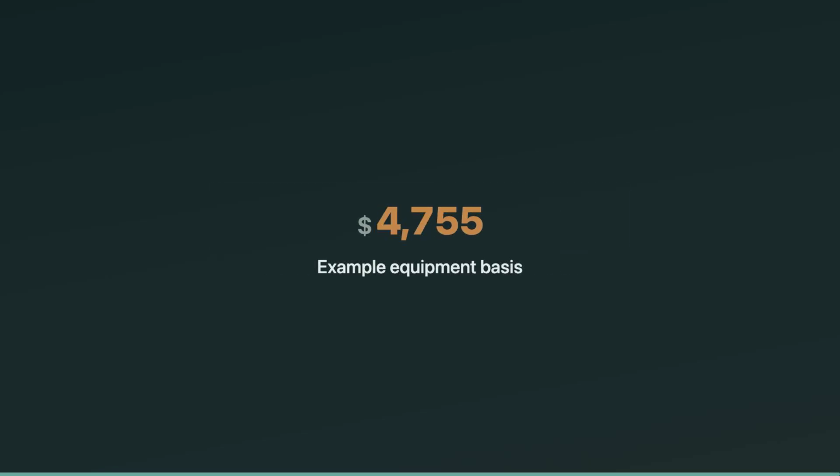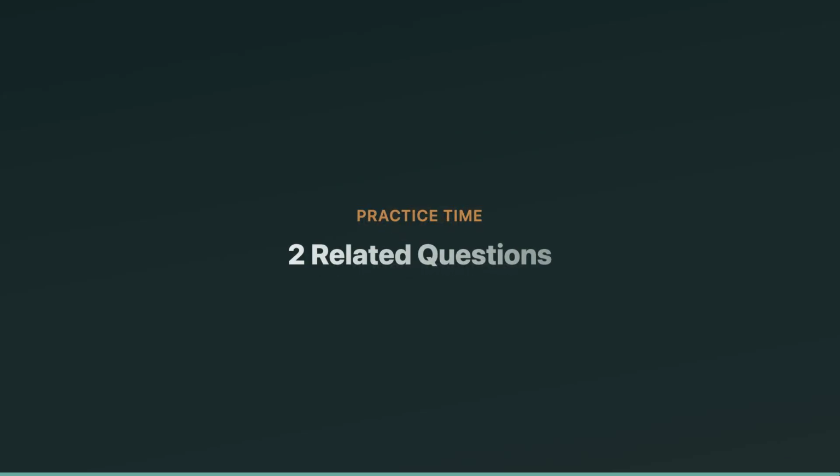Let's do a quick mini build. If you buy equipment for $4,000 plus $505 shipping and sales tax plus $250 installation, your basis is $4,755. That $4,755 is what you depreciate, not just the sticker price. Exam tip: if they say installed and tested, that's a clue. It's part of getting the asset ready for use, so it goes into basis.